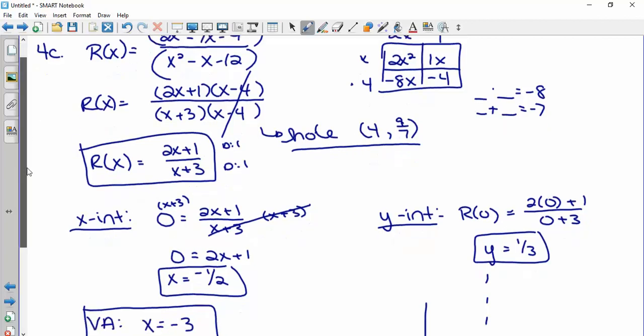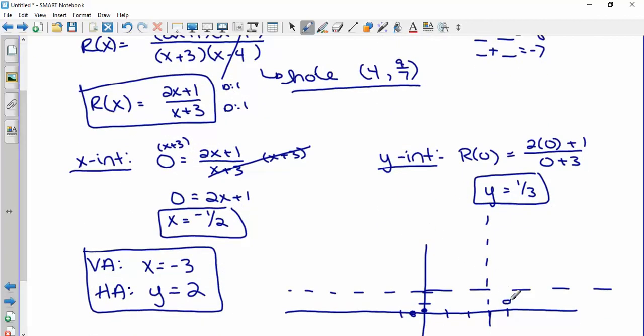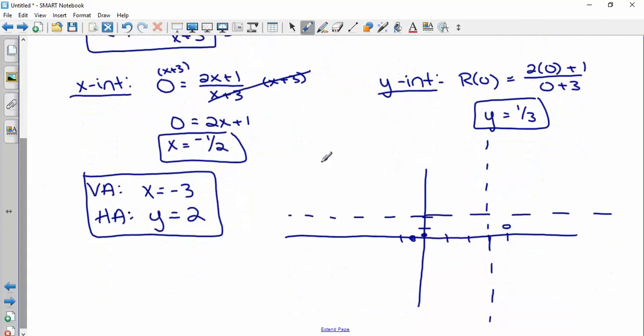It's a little over 1. You can put it in the calculator if you need to. Oh, yeah, it is. Thank you. Just making sure you're paying attention. Vertical, we said -3, not +3.